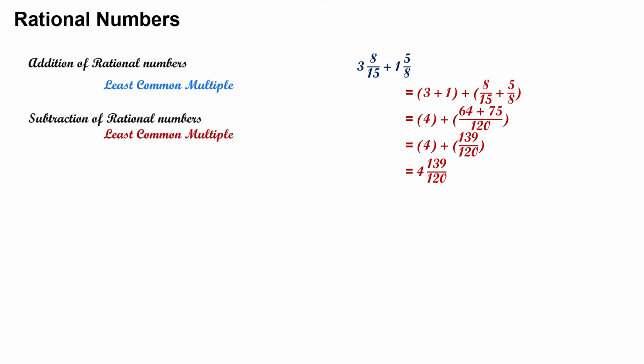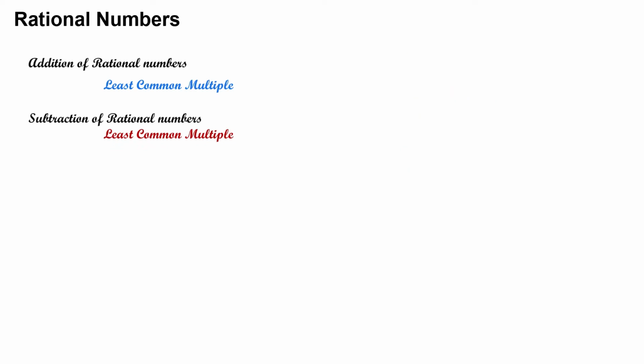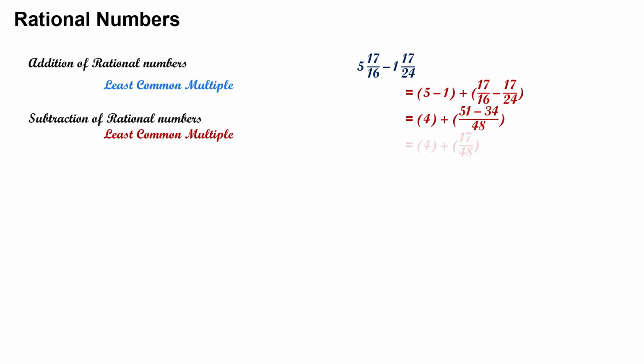Subtraction of rational numbers. Again, you need to find out the LCM. Let's say we have 5 whole 17 by 16 minus 1 whole 17 by 24. So the whole numbers will be computed separately and the rational numbers will be subtracted separately. So 5 minus 1 plus 17 by 16 minus 17 by 24. So we have 4, that is the answer to 5 minus 1, and the LCM is 48. Simplifying the equation, we have 4 whole 17 by 48.